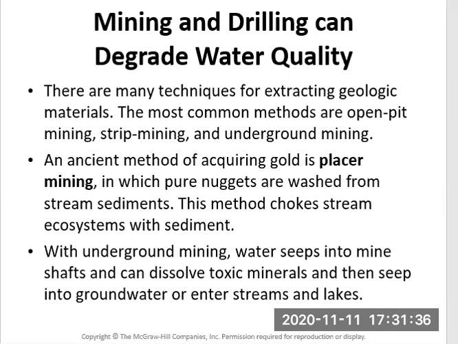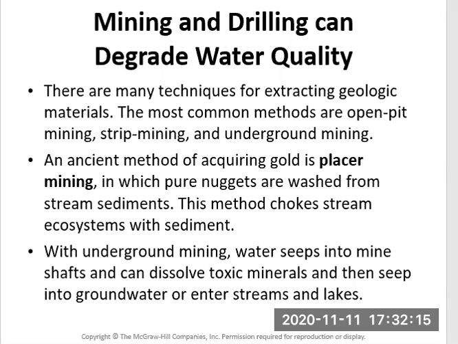The most common methods are open pit mining, strip mining, and underground mining. An ancient method of accumulating gold, diamonds, and coal is placer mining, a technique in which pure flakes or nuggets are washed from stream sediments. Since the California gold rush of 1849, placer miners have used water cannons to blast away the hillsides. This method, which chokes the stream ecosystem with sediment, is still used in Alaska, Canada, and many other regions.